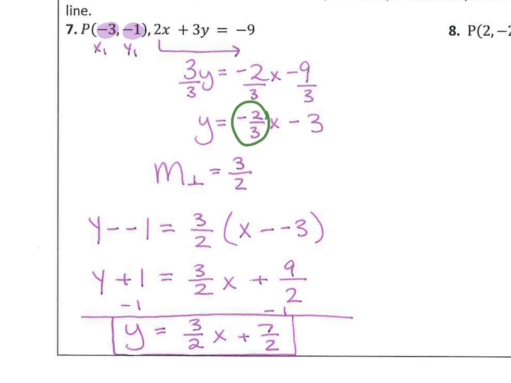I want the perpendicular slope. So did I use the number -2/3? No, I flipped that number over and changed the sign. Now I have the slope that I want to use in my point-slope form. So I have my slope plugged in. I have my coordinate point, -3, -1 plugged in.